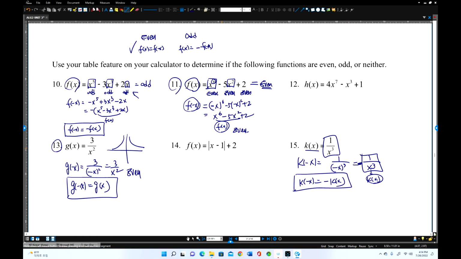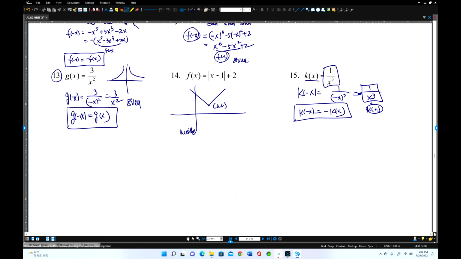But x minus 1 is moved to the right 1. Translate, move to the right. The graph here is what? When x is 1, y is 2. The turning point is over here. That is not symmetric in the y-axis, and not symmetric about the origin, right? That is neither.